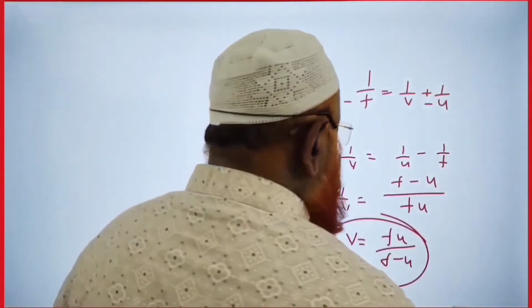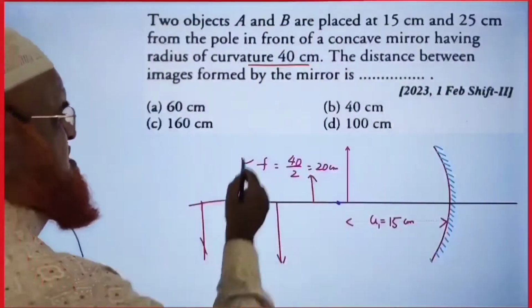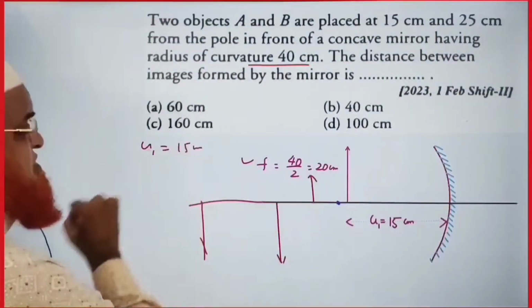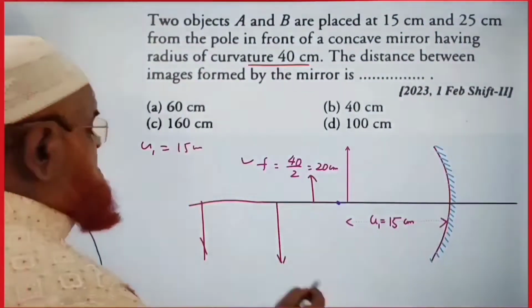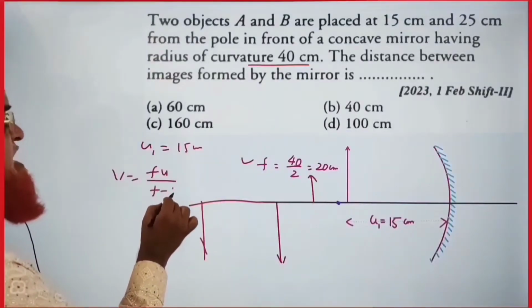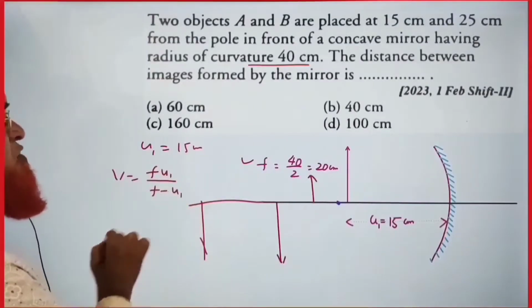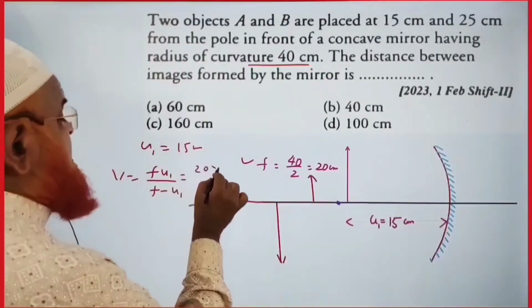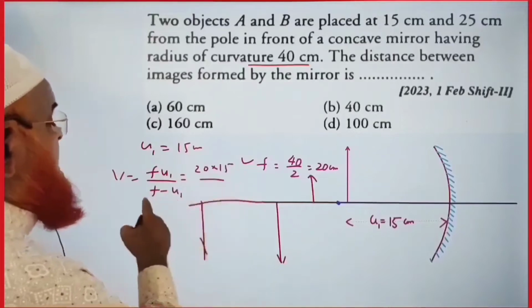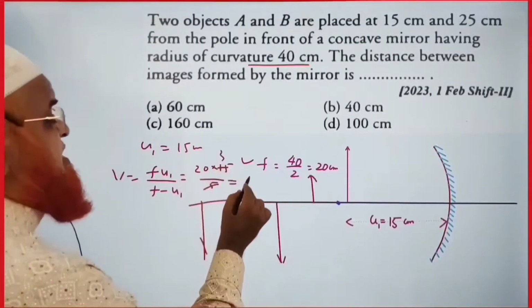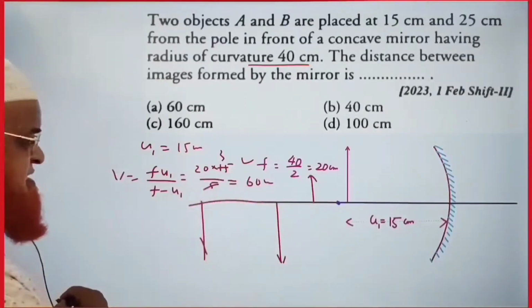Okay. Now let us see what is going to happen. First of all, he has given u1 as 15 centimeters. Substitute in this formula, that is v is equal to fu by f minus u. This is u1, so fu1 by f minus u1. F is 20, into 15 by 20 minus 15, that is 5. Okay. So we'll be getting the answer as 60 centimeters.